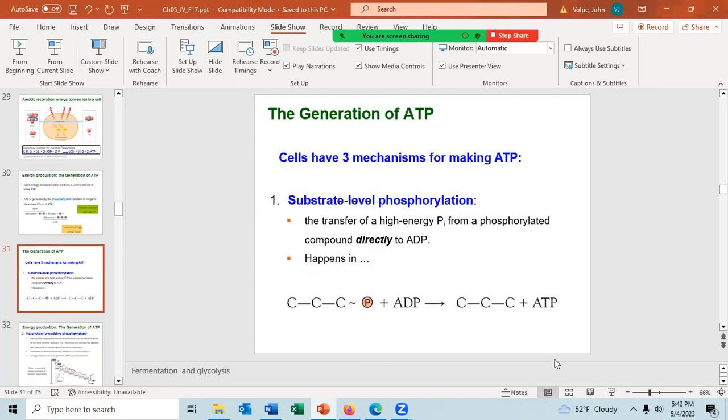Cells can make ATP by three different mechanisms. You can make ATP by substrate level phosphorylation, where you have one molecule of ADP and then another molecule which has a phosphate group on it, and then transfer this phosphate group directly onto ADP to make ATP. And then the molecule which had the phosphate group becomes the molecule without the phosphate group. This substrate level phosphorylation does happen in fermentation and glycolysis, but we're not really going to talk much about it. But this is the first way that cells can make ATP.